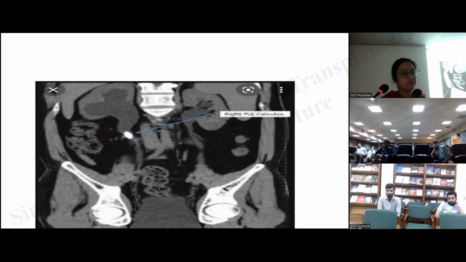So the stone size is very big, and it is an obstructing stone. So we cannot do lithotripsy in this patient. We can do robotic ureterolithotomy, and if possible, we can do a minimally invasive technique like mini PCNL and like that.